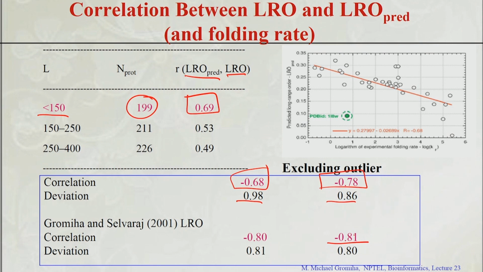That means if you know the sequence and you do not know the structure, indirectly you can calculate the long range order, and eventually you can get the folding rate from this long range order, right, which can be predicted from the contacts. So, this is how they can do that.